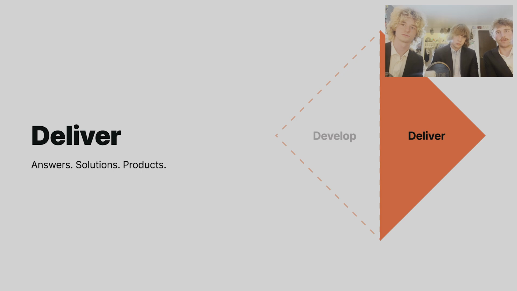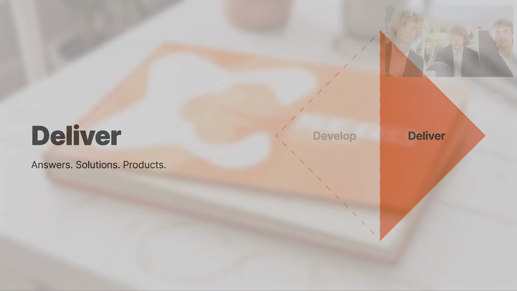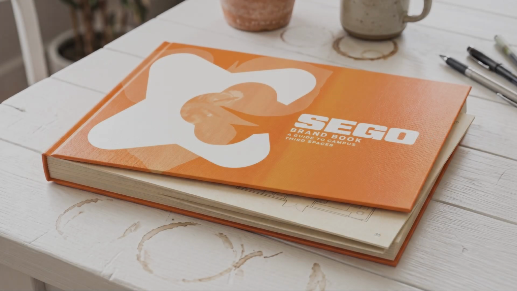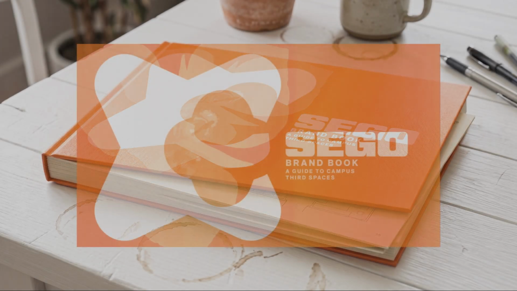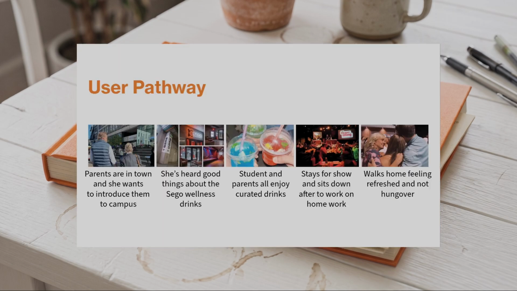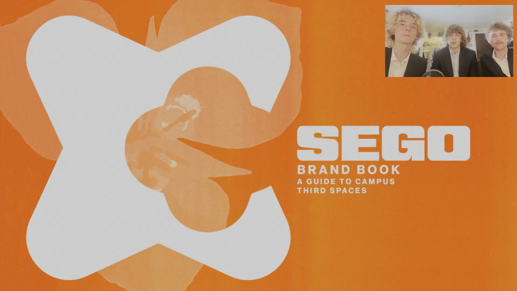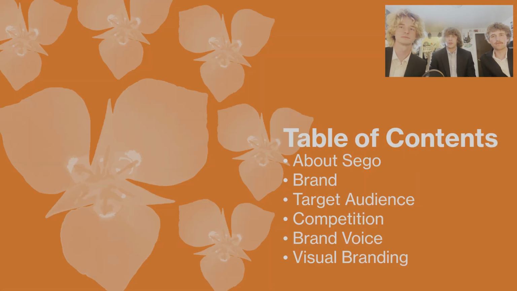And in our deliver phase, we ended up coming up with some solutions, some answers, some products for what SEGO would look and feel like, and we did this in the form of a brand book. For our final deliverable, we've created a brand book. Our brand book takes you through different sections of branding. We talk about SEGO, about the SEGO brand. We talk about our target audience, about our competition, about our brand voice, and about our visual branding.